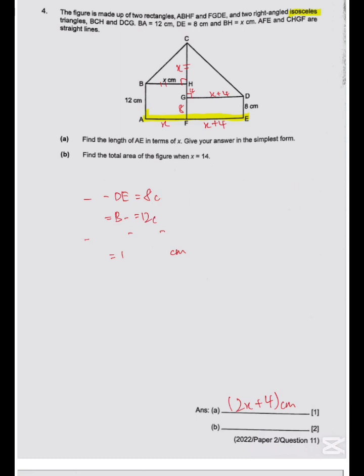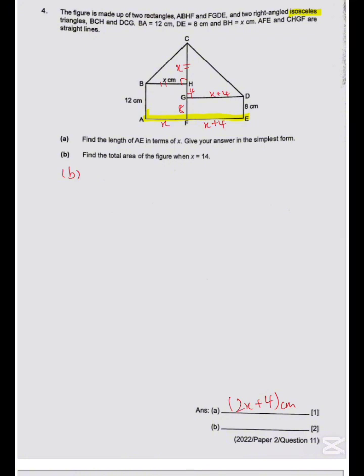Okay, so the key point for finding this is knowing that isosceles triangles, right? The two sides, they will be equal in length. So that's the key trick to starting this question. Okay, next. Find the total area of the figure when x equals to 14. Okay, so to find the total area, we just need to find the area of each of the two rectangles and also each of the two triangles. Then we sum that up together.